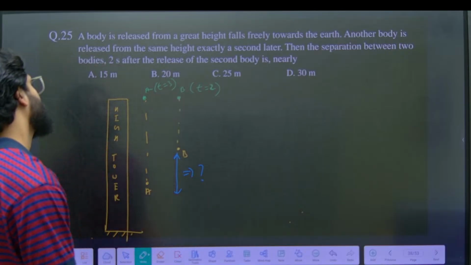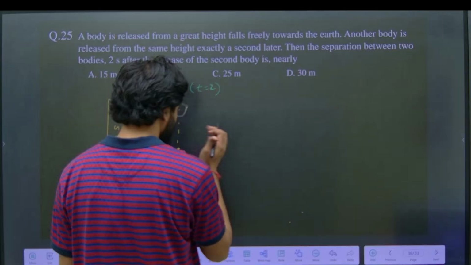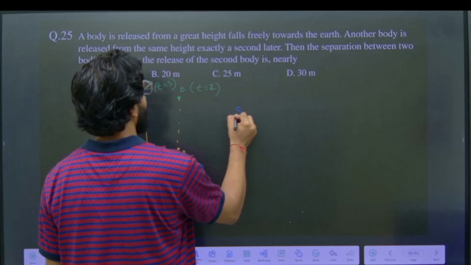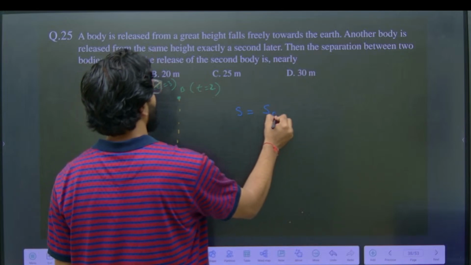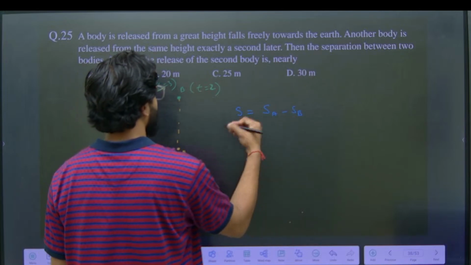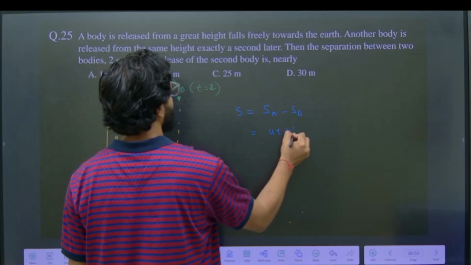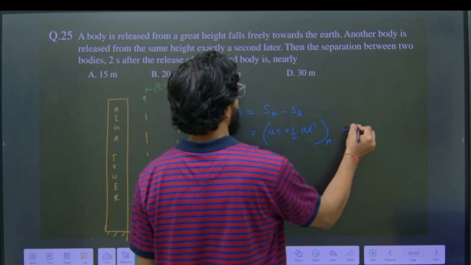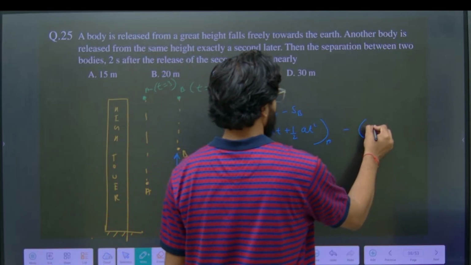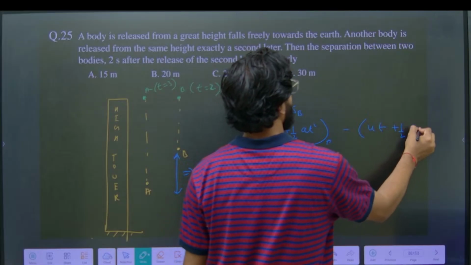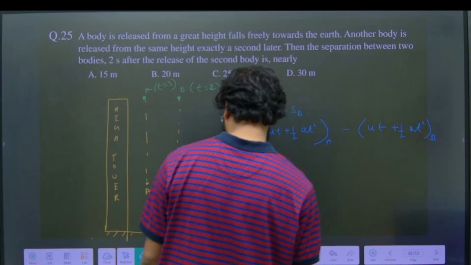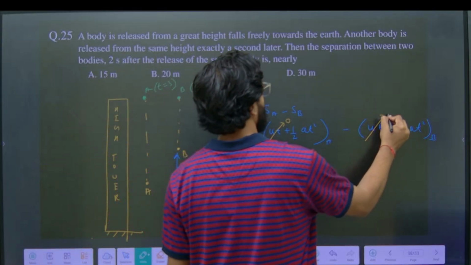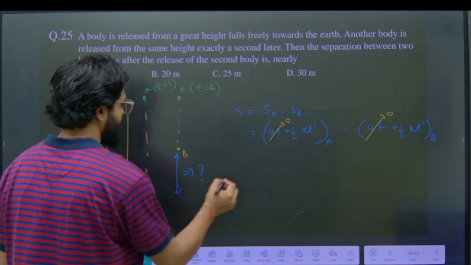Correct? Yes. So can we say this, that the desired distance S is nothing but S of A minus S of B. So S of A will be ut plus half at square for A, minus ut plus half at square for B. Okay, so that's very good, questioner. Thank you so much. Both of the initial velocities are 0.